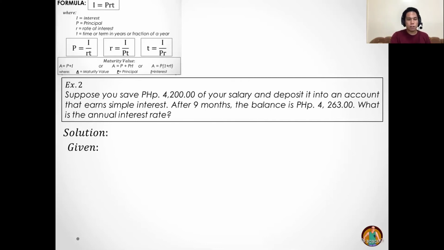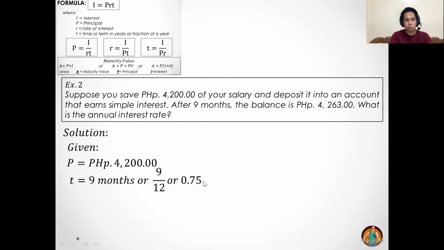But of course, identify first the given. So suppose you save 4,200. So 4,200 here is our principal of your salary and deposit it into an account that earns simple interest. Ibig sabihin, hinahanap natin si interest. So after 9 months, so 9 months is our T. So 9 months or 9 over 12 is 0.75. The balance is 4,263. So 4,263 here is our maturity value or A. Okay? So what is the annual interest? So annual interest, so hanapin natin is si R.